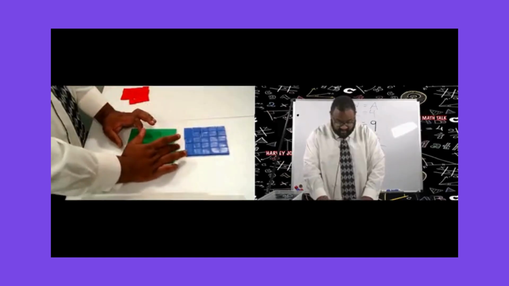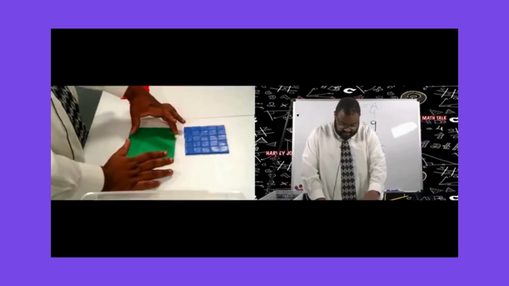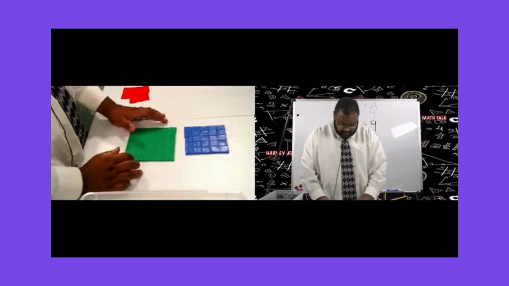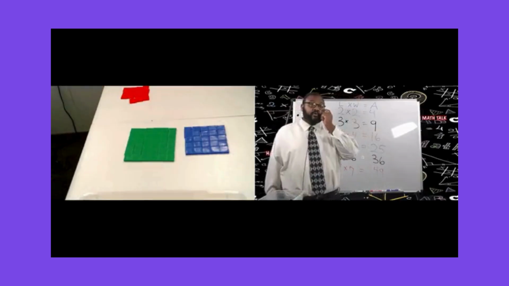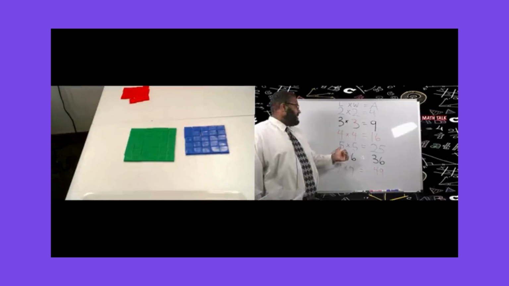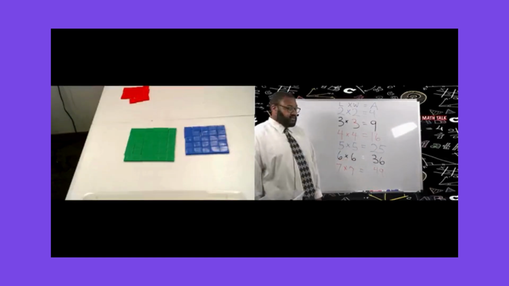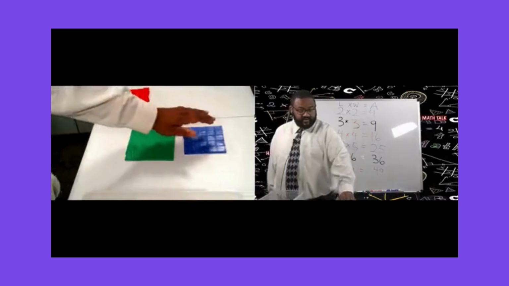I'm trying to close some of these gaps right here. I done messed up. Give me 1 second, folks. All right, so that's my green one right there. So now I have a 5. The blue one is a 5 times 5 equals 25. And the 6 times 6 equals 36. All right, I want to try one more if I can. Let me see, and we'll move him up.